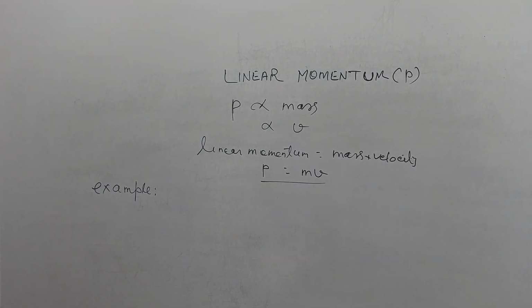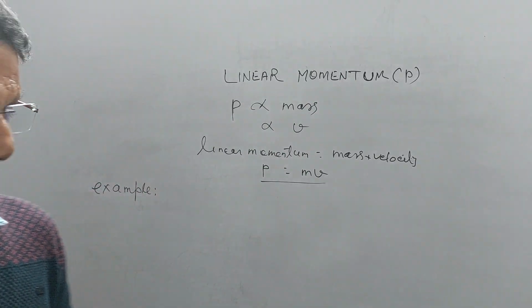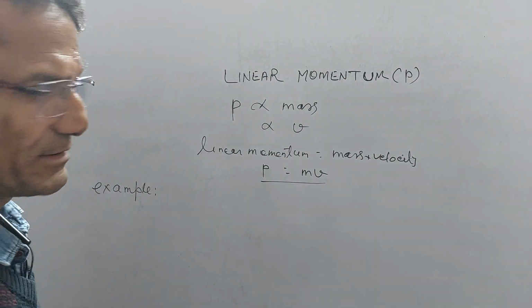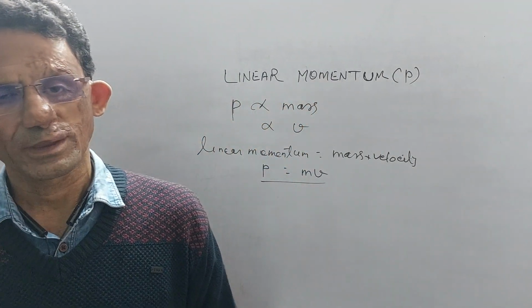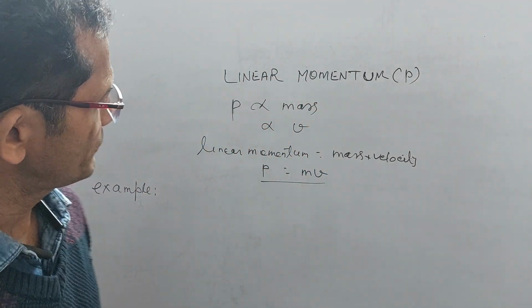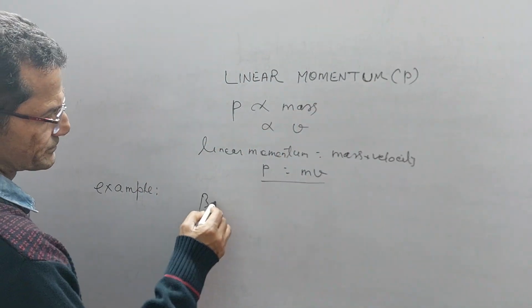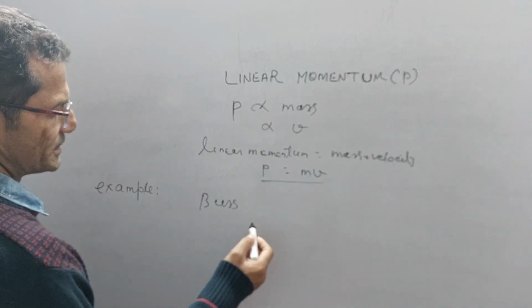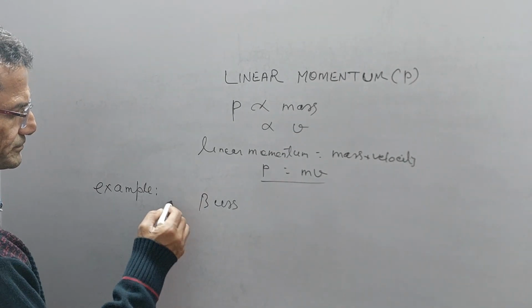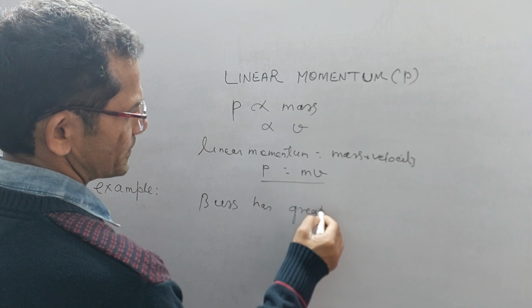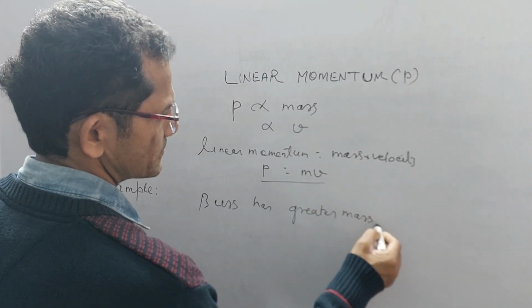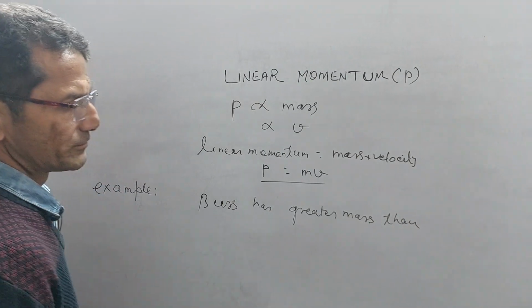Our example is: a bus and a car are moving, which will have the greater momentum? A moving bus and a moving car, which will have greater momentum, if both are moving with the same speed? We know that the bus has a larger mass, the mass of the bus is greater than the car.